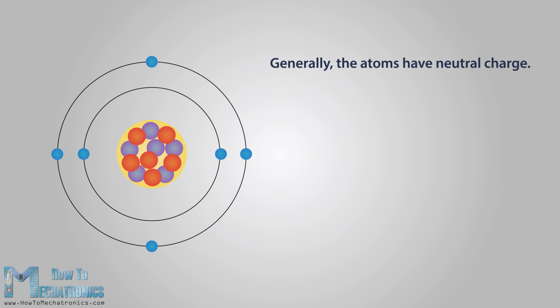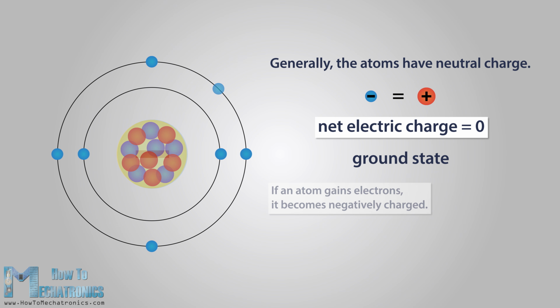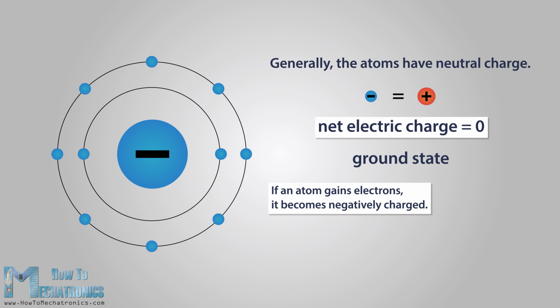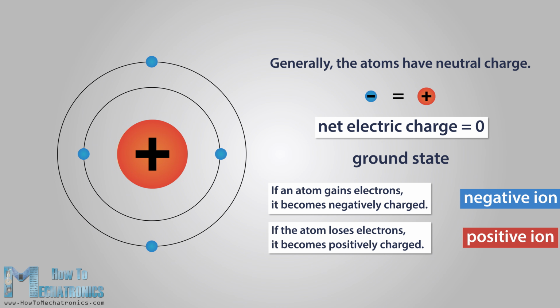Generally, atoms have a neutral charge, which means that they have the same number of electrons and protons. In other words, they have a net electric charge equal to 0. This is the lowest possible energy level of the atom, the so-called ground state. However, we can change the atom's charge by causing it to gain or lose electrons. If an atom gains electrons, it becomes negatively charged, and conversely, if the atom loses electrons, it becomes positively charged. A charged atom is called a positive or negative ion.